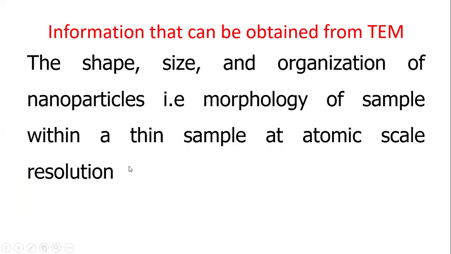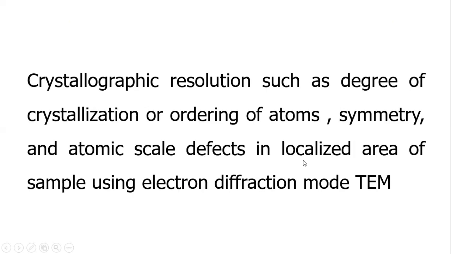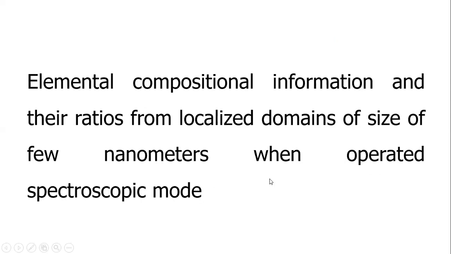Laborious sample preparation. Information that can be obtained from TEM: the shape, size, and organization of the nanoparticles, that is, morphology of the sample within a thin sample at atomic scale resolution. Crystallographic information, such as degree of crystallization or ordering of atoms, symmetry, and atomic scale defects in localized areas of the sample using electron diffraction mode. Elemental composition information and their ratios from localized domains of a few nanometers in size when operated in spectroscopic mode.